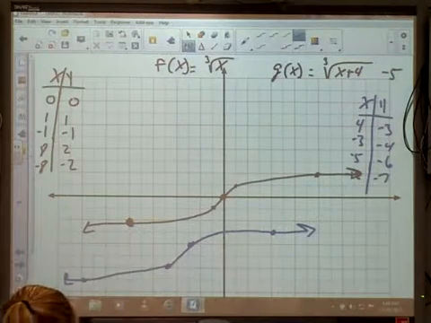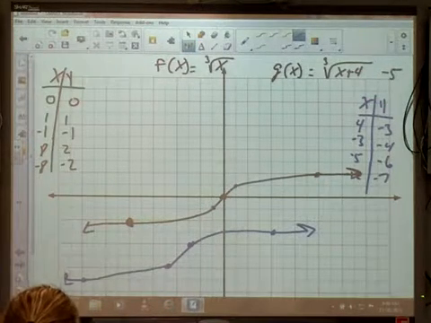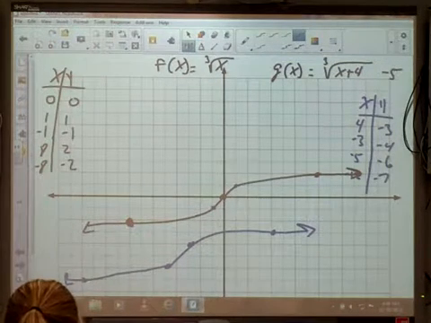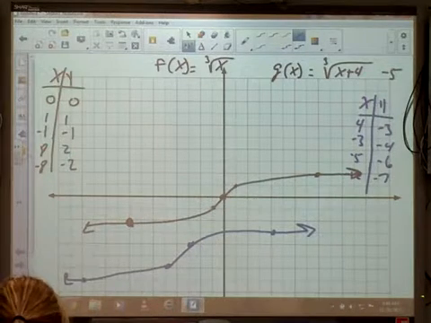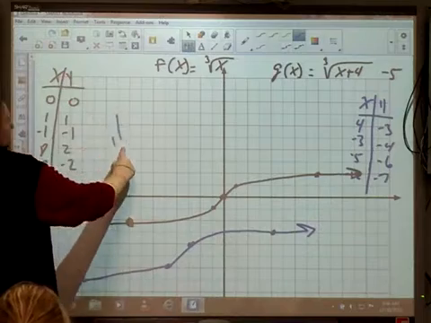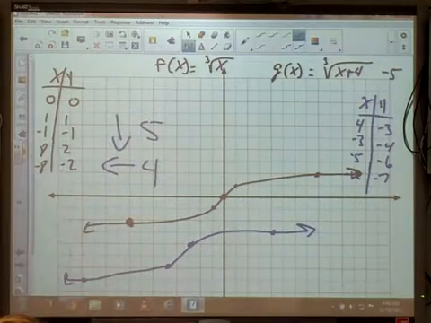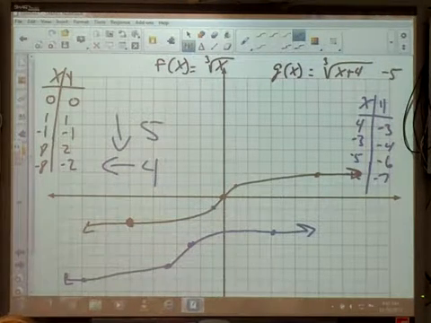Alright, did I get something similar? Did my points match up with your table? Did I do all those right? Okay. To get from the black one to the blue one, down 5. How'd you do? Okay, all right on that?